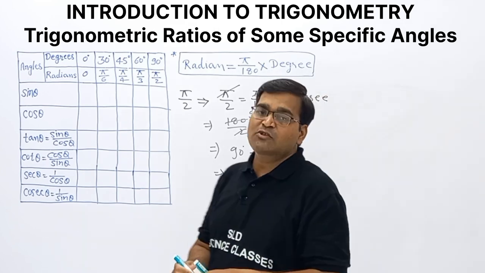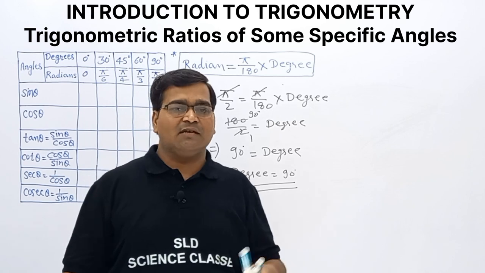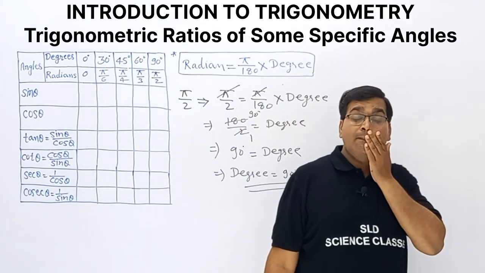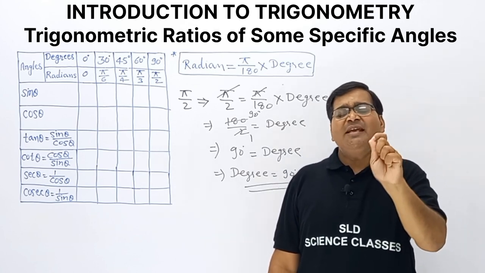So this is the process of finding degree to radian, radian to degree. We can measure. Clear? Now this is not our task. Our task is different. This is the basic idea.